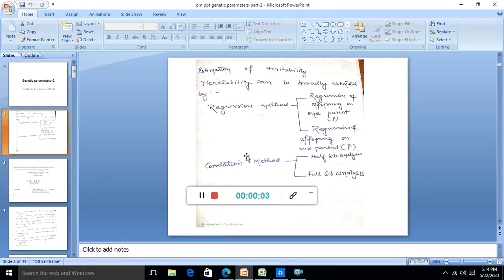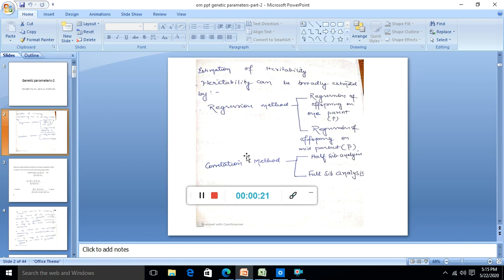Hello and welcome to my next class, which is Genetic Parameters Part 2. As you all remember, my first lecture was on Genetic Parameters Part 1 and it was on heritability. Now today we will be dealing with the calculation of heritability by different methods.